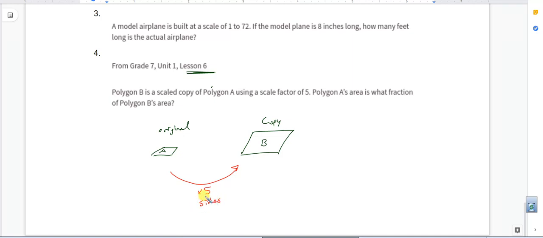For the sides. Now the question says polygon A's area is what fraction of B's area? Okay, so let's just throw a number out there. Let's say that this one has an area of 100 square units. Okay, we can't just divide that by 5 and say that this is 20. It doesn't work that way. Area doesn't grow that way.